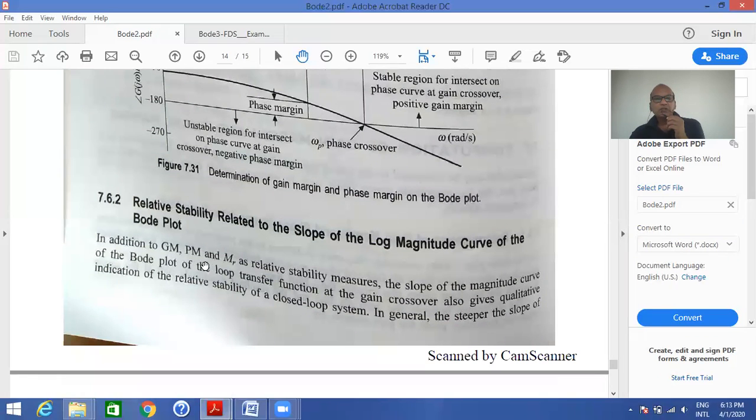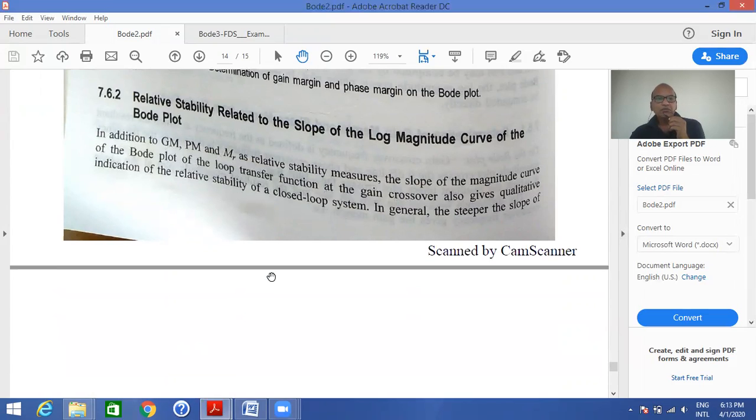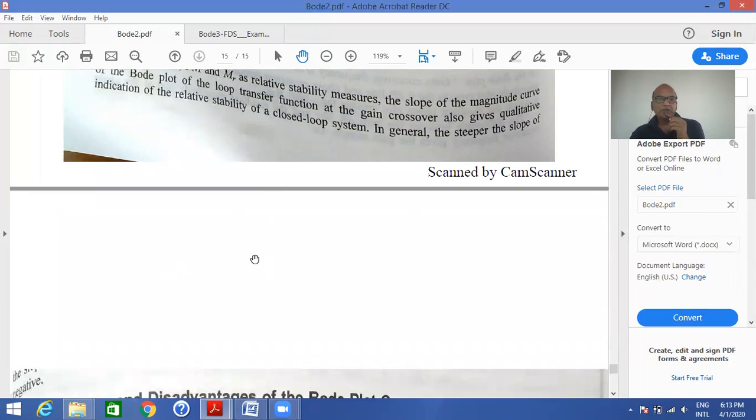In addition to the GM, PM, and MR as relative stability measures, the slope of the magnitude of the Bode plot of the loop transfer function at the gain crossover also gives a qualitative indication of the relative stability of the closed loop system. That is GM, PM, and then MR. This gives more stable systems.